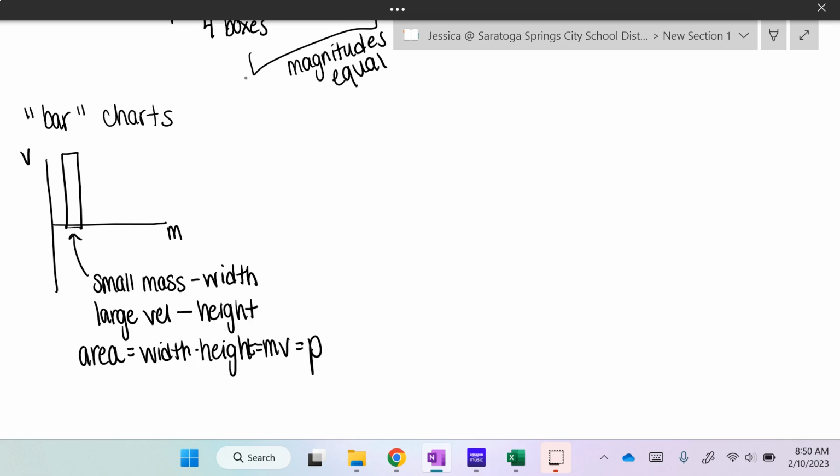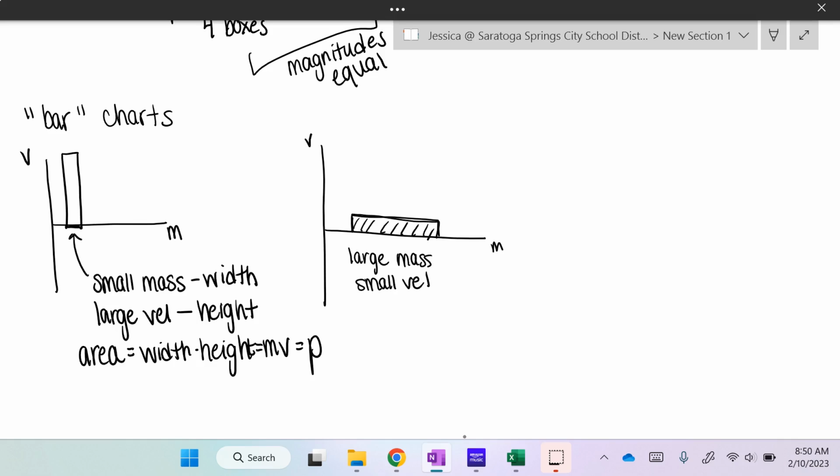So like I said, it's an interesting bar chart, not the same way that we did bar charts with energy, but still pretty useful, right? The width represents the mass, the height represents the velocity, and we can use the area to represent the momentum. Another object could have the same momentum if it has the same area. So this bar could represent an object with the same momentum, but this object would have a large mass and a small velocity, right? But the area here and the area here are approximately the same. So we could say that they have equal magnitude of momentum.